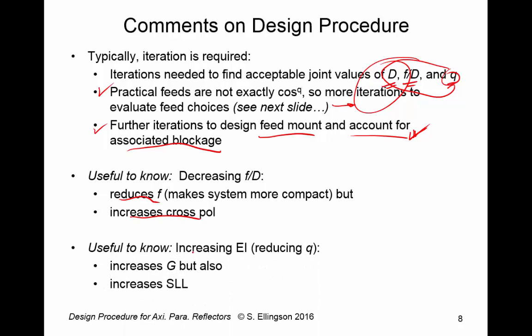Also useful to know is that increasing edge illumination, which is the same as reducing Q, increases gain, which seems like a good thing, but also increases side lobe level. That's because when you increase the edge illumination, the edges are more brightly illuminated, and the edges are what create the side lobes. So these are two sets of trade-offs that you should keep in mind in order to approach this iterative procedure in the most efficient way, so you don't do iterations that don't accomplish the goals that you're seeking.